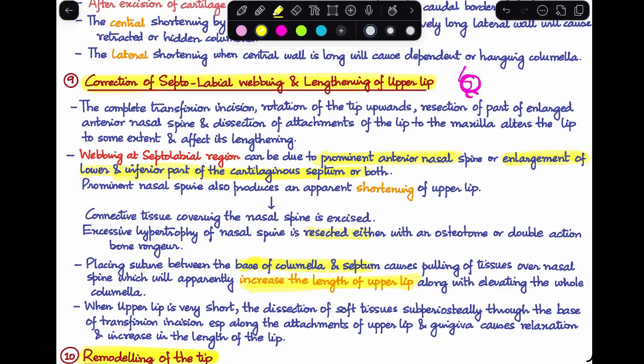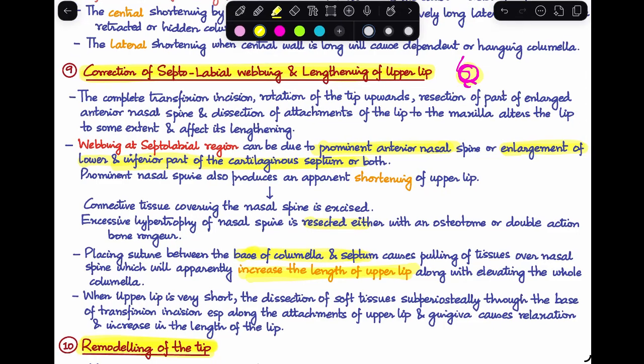If the upper lip is very short, in that case, dissection of soft tissues subperiosteally through the base of transfixion incision, especially along the attachments of upper lip and gingiva, will cause relaxation and increase in the length of the upper lip. So if there is any webbing in the septolabial region, we are basically correcting it and we are lengthening the upper lip. So that's about this step.